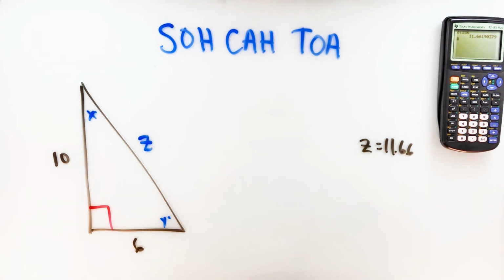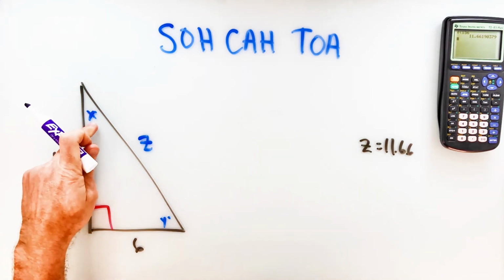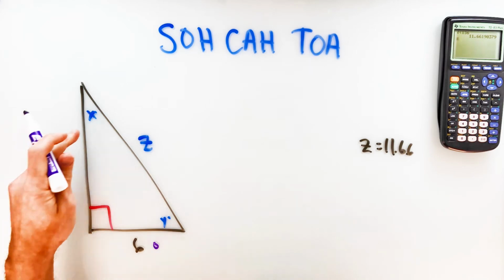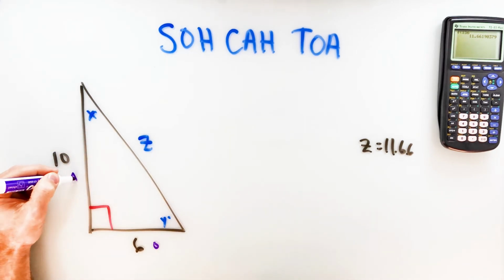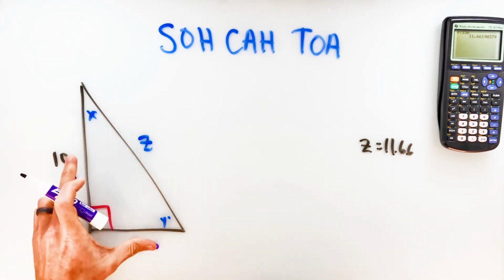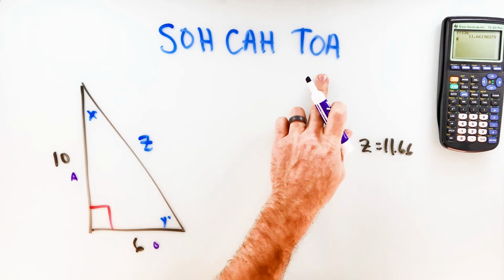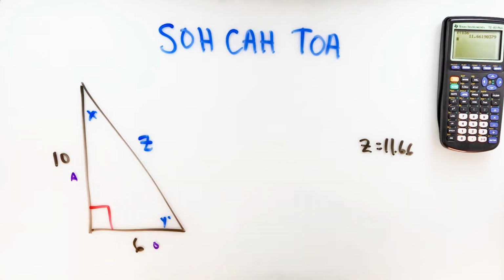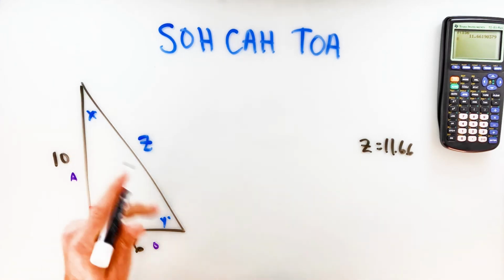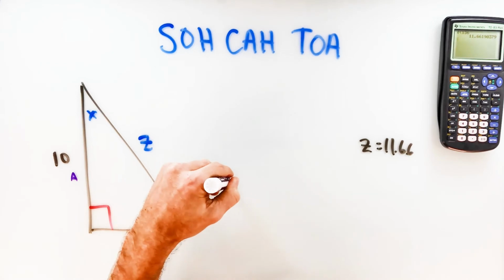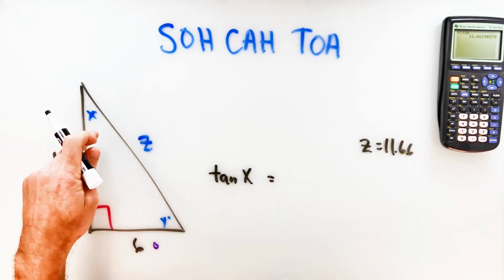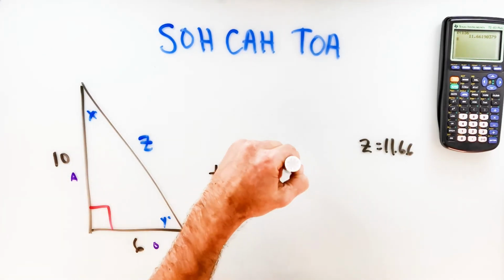Now if I go to my labeling here, so if I want to find x, I know the leg opposite of x is 6, so put an O here. My leg adjacent to x is 10. Again, this is the hypotenuse. I'm not going to use that one here. I'm going to use opposite and adjacent. So opposite and adjacent is going to be a tangent. Okay, so I'm going to use an inverse tangent function to figure out x. So tangent of x is opposite over adjacent. That would be 6 over 10.